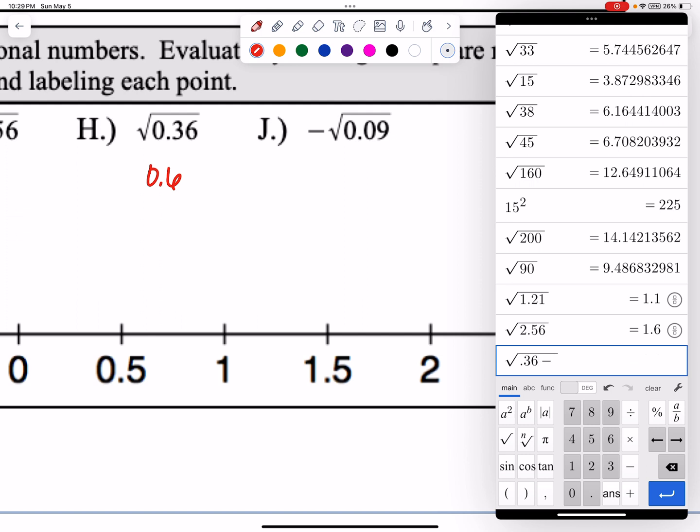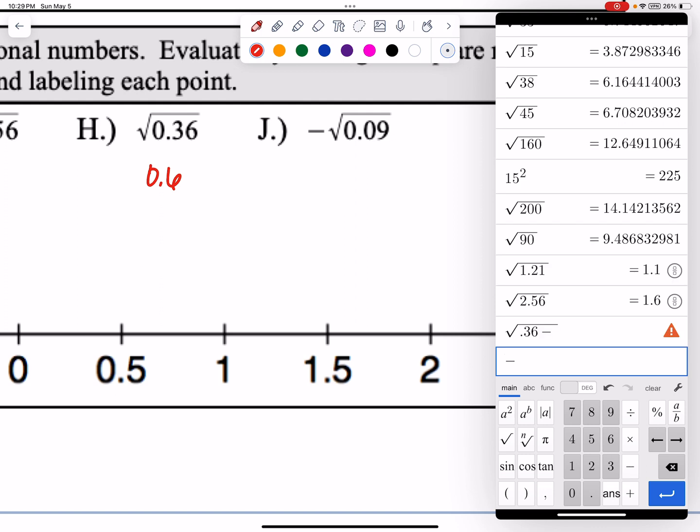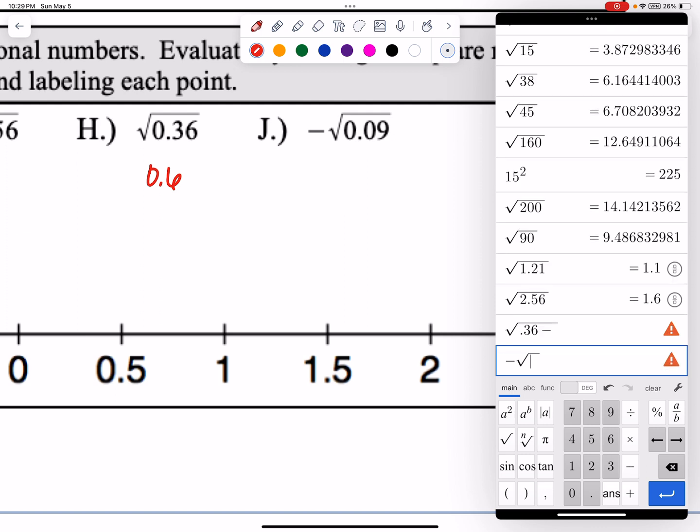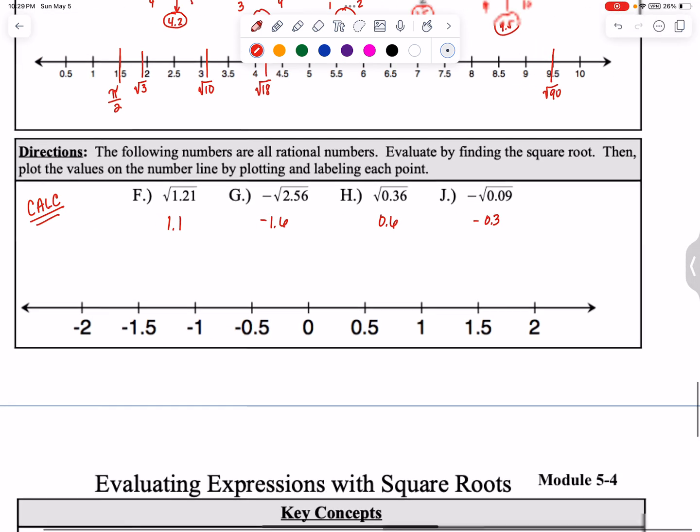But let's go ahead and do this. Remember, we have a negative on the outside, and then the square root of 0.09. So that is negative 0.3. Okay, so the square root of the 0.09 is the 0.3. Then we make it negative because of that. Okay, all right, so there we go.